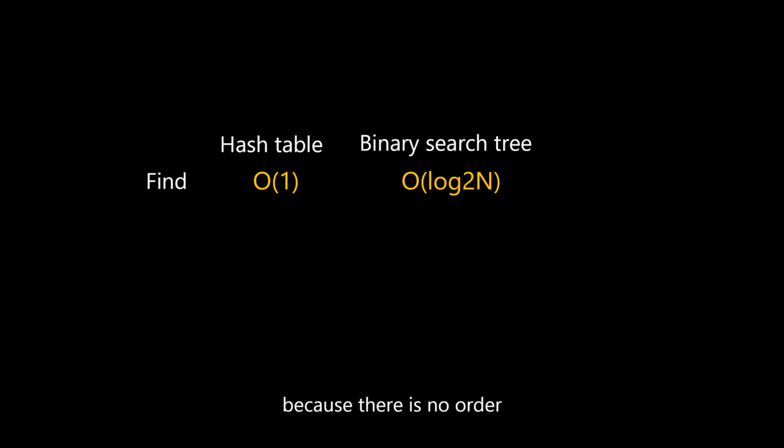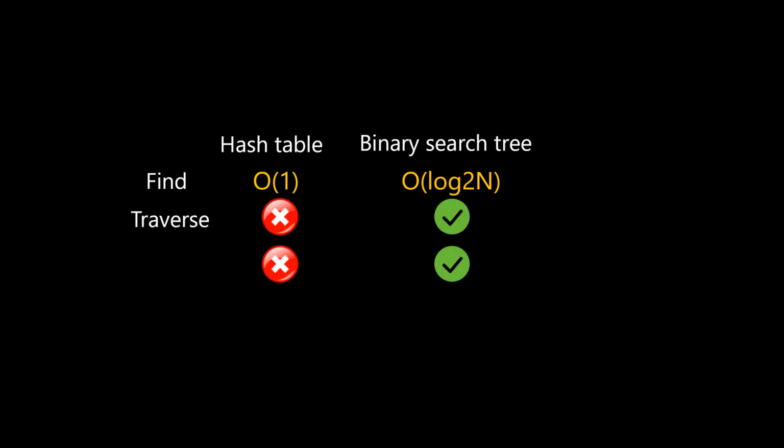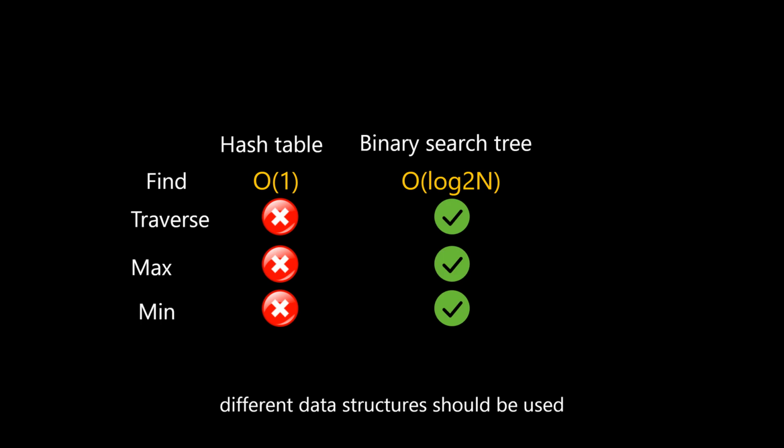Although its search time is only big O(1), which is very good, compared with other data structures such as binary search trees, because there is no order, it cannot be traversed to find the maximum and minimum values. Therefore, different data structures should be used in their respective appropriate scenarios.